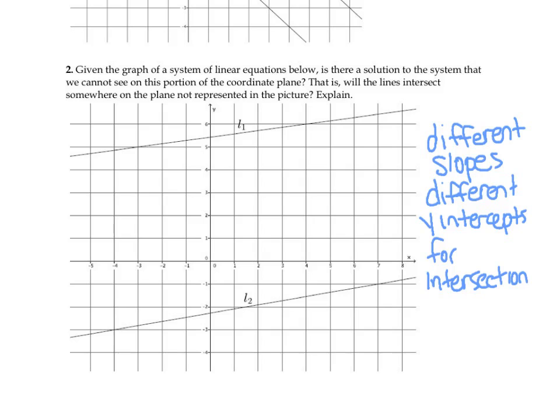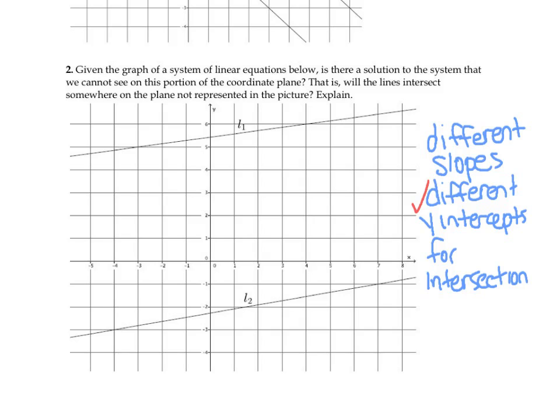So we know line 1 and line 2 have different y-intercepts because line 1 hits the axis around negative 2.1 and line 2 hits the y-axis around 5.5. So they have different y-intercepts for sure. So different y-intercepts is true. But now we have to check if they have different slopes.